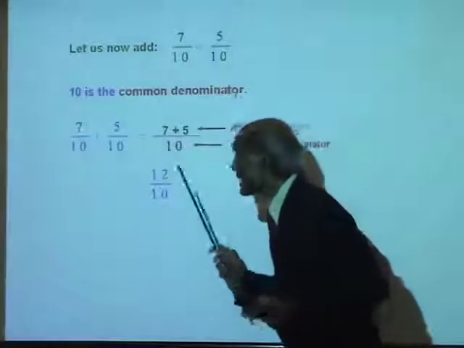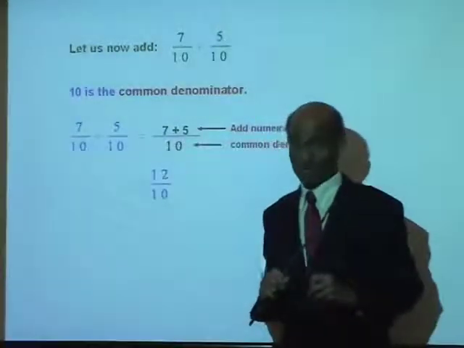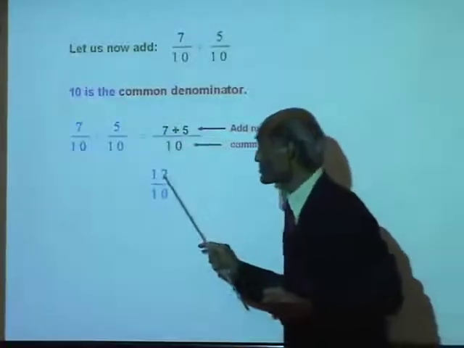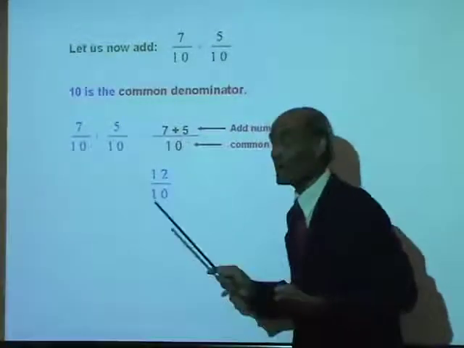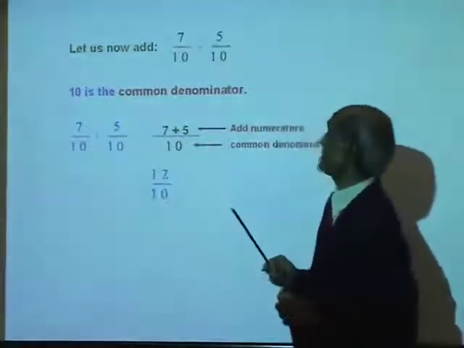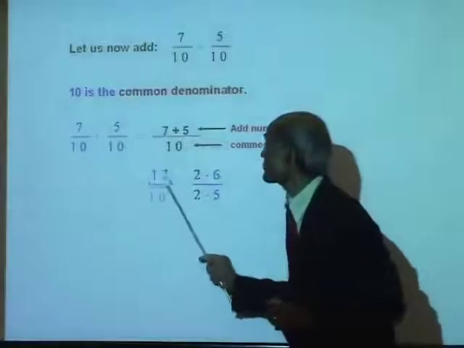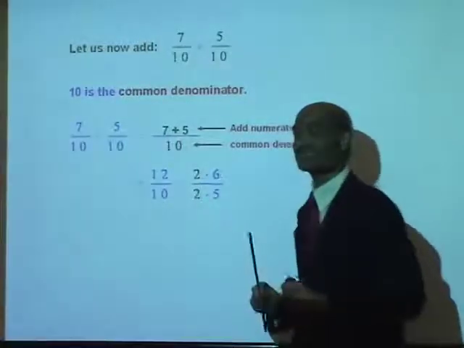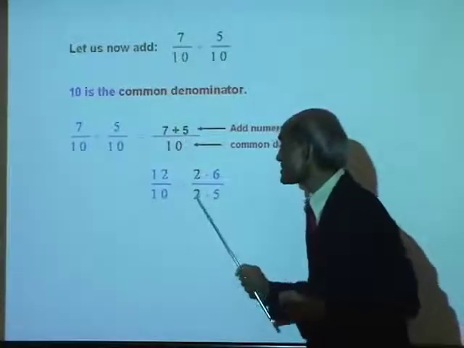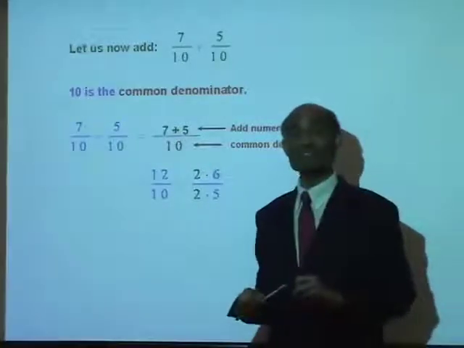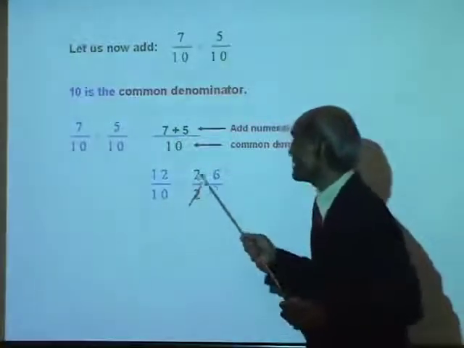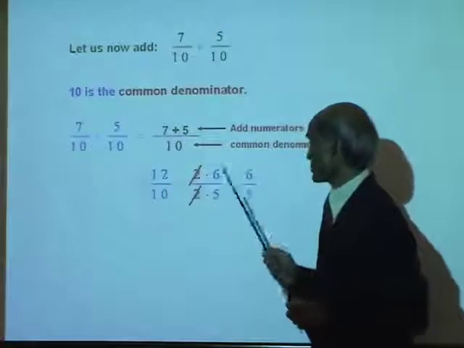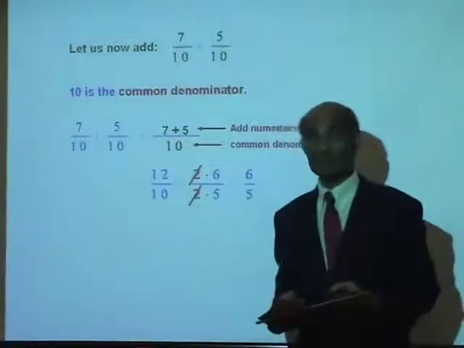Well, is this an answer? Well, no. Why not? This is not in the lowest terms. How do we write this in the lowest terms? 12 can be written as 2 times 6. And 10 can be written as 2 times 5. And the 2 and 2 go. So we get 6 over 5.